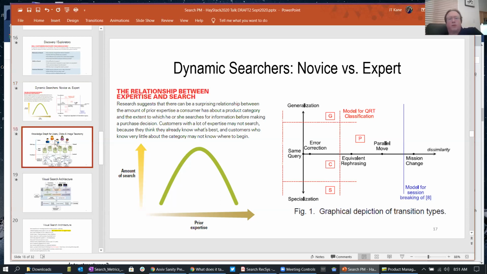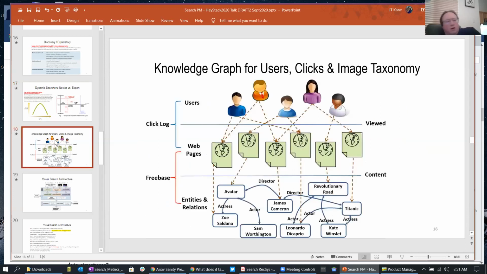I'm going to skip a few others, talk about this one, and skip further down. You have knowledge graphs for users, clicks, and an image taxonomy. This highlights the behavioral aspects: knowledge graphs, or graphs in general, are really important in understanding. You can think of everything that occurs in a search session as a graph.